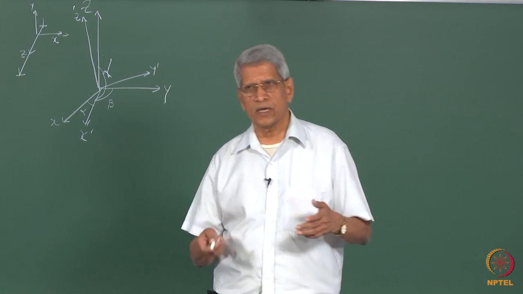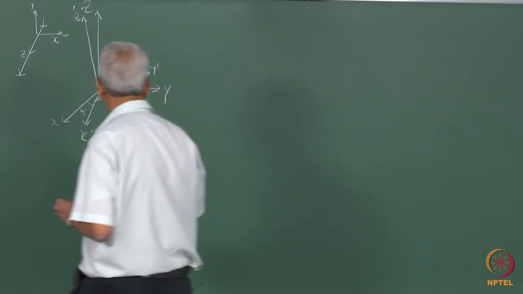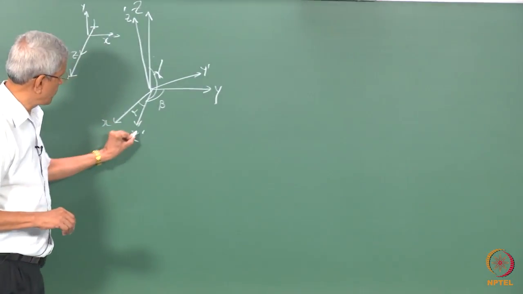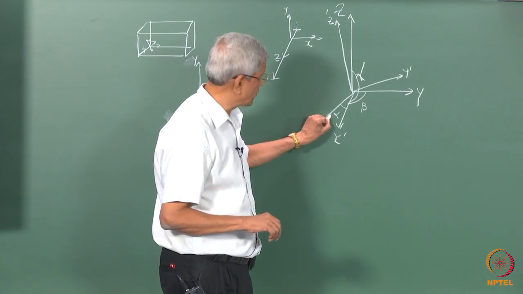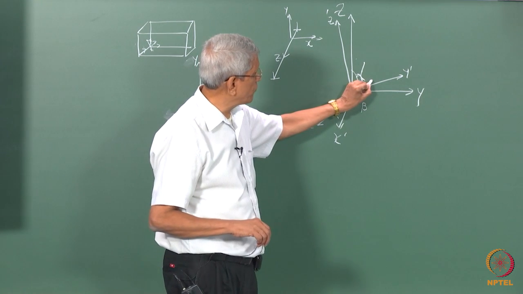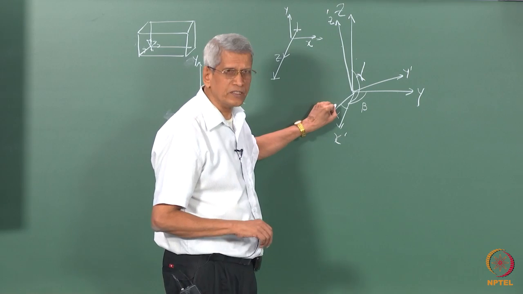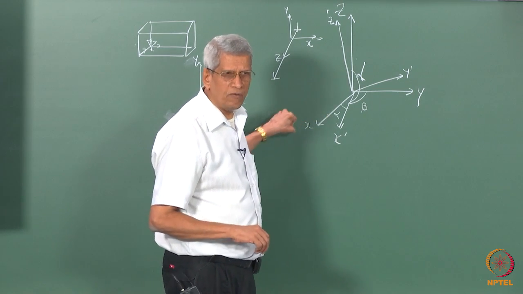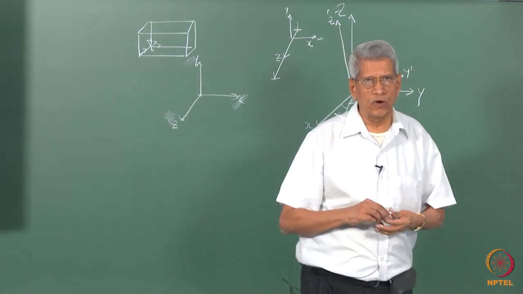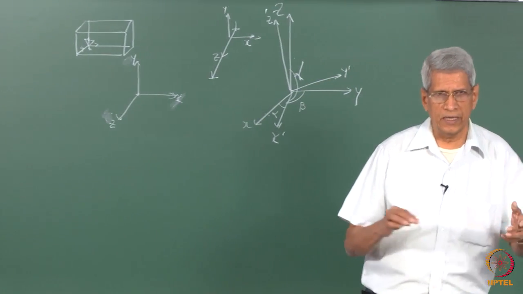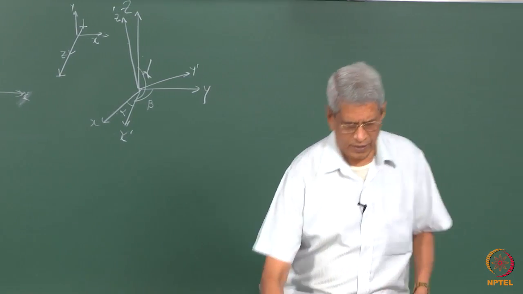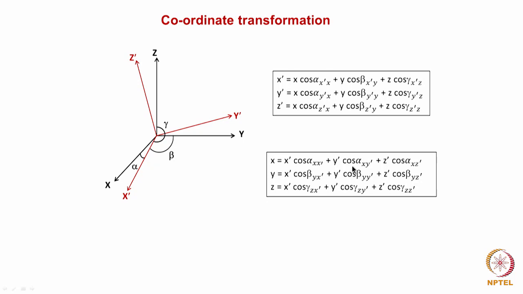Then what we are looking at is the projection of x dash onto x, the projection of y dash onto x, and the projection of z dash onto x, and if we add all of these together, we get the value of x, y and z, right? That is what we have written here. This is all with respect to the angle between the axes. Fine.